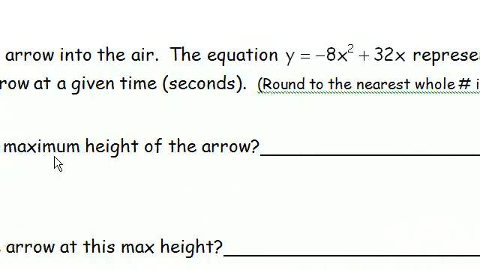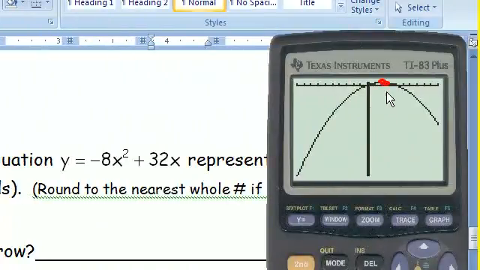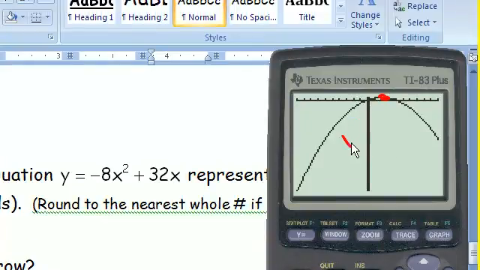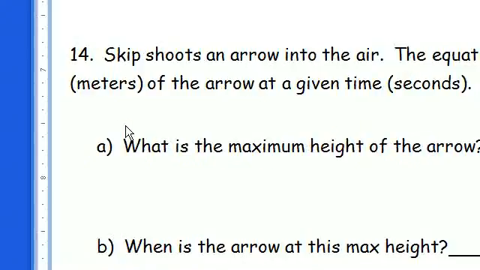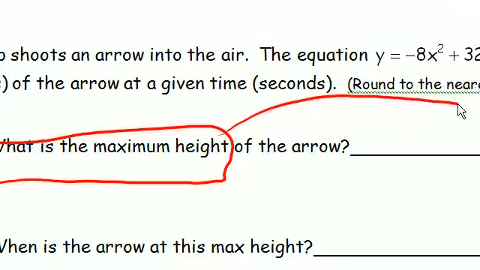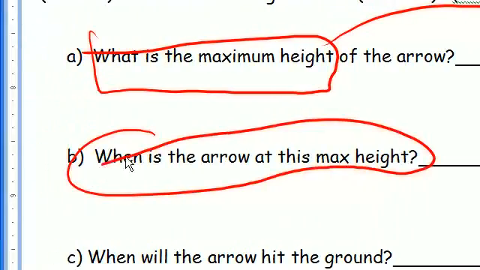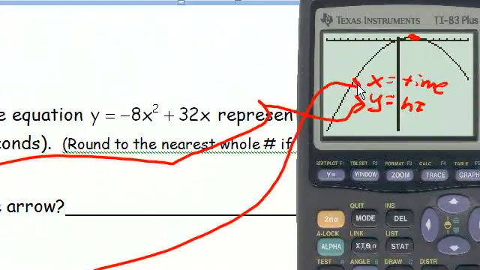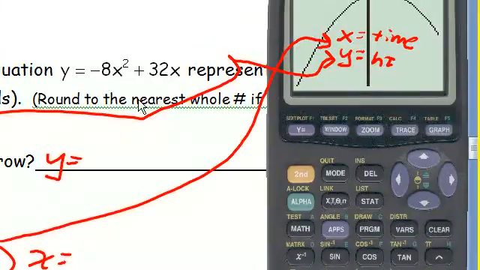So we want to know what is the maximum height of the arrow. What is important to see here is that here's our maximum. It's somewhere right there. And at our maximum, there will be an x value and a y value. Remember, x is time. Don't forget this. x is time, y is the height. So when it says, what is the maximum height of the arrow? After we find the max of the parabola, the y will give us that answer. And when we say, when is the arrow at this max height? That's when x will give us the answer. So we're going to put the y answer here and the x answer here. So let's go ahead and do that.